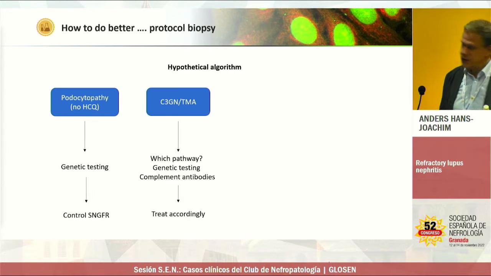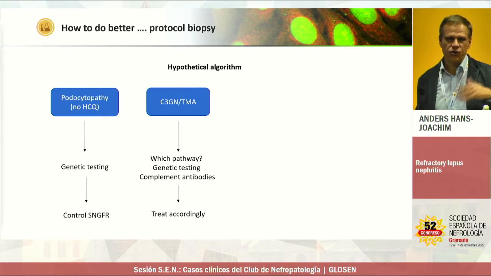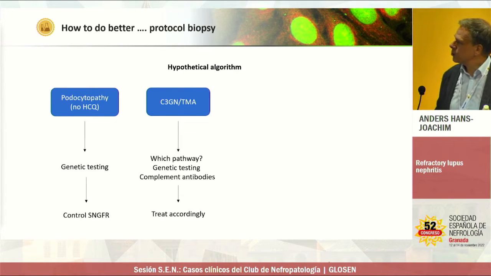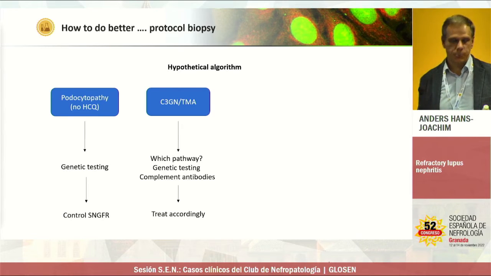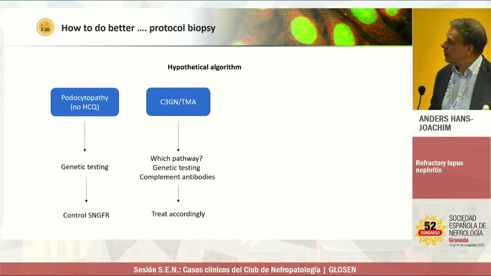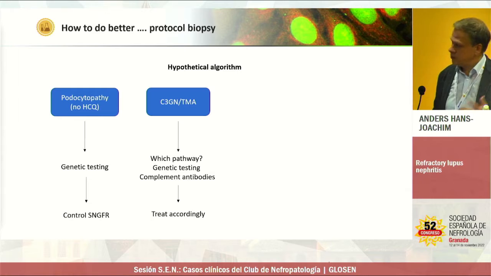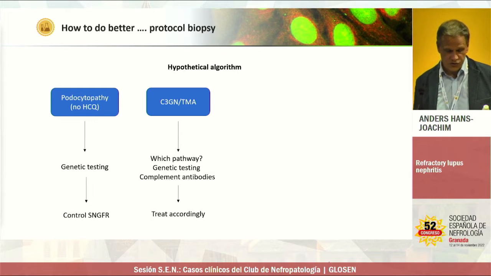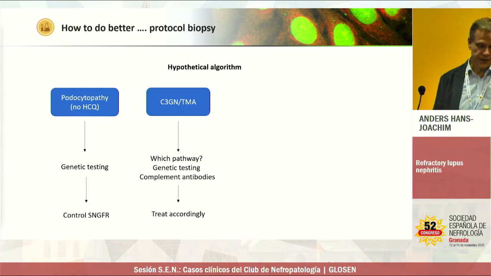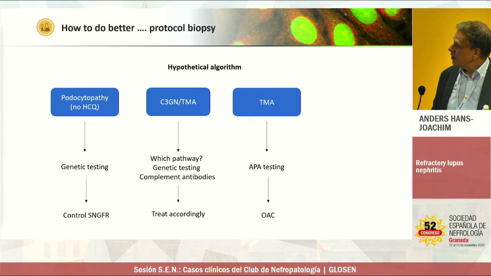So this rebiopsy can help us to detect podocytopathies, so podocyte injury without immune complexes, and this would prime genetic testing for podocytopathies. Then we could find a C3GN or a TMA, and maybe in the near future we will use complement inhibitors for these patients and eventually also genetic testing. A pure TMA associated with phospholipid antibodies would require a completely different treatment.